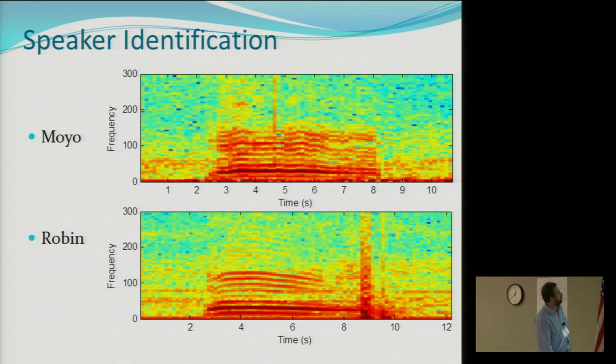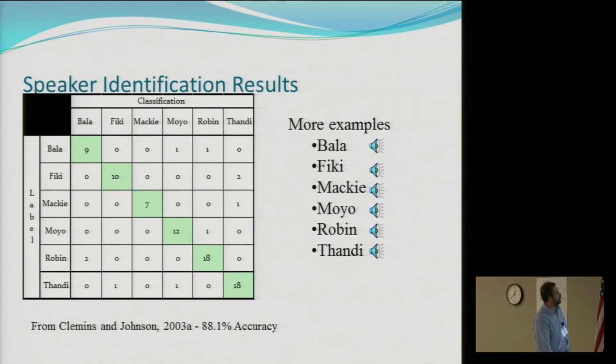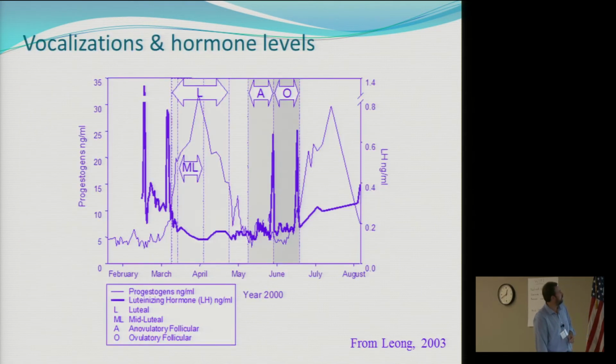So we looked at elephant rumbles and have done some speaker identification work and got in the order of 88% accuracy. Each individual had a hidden Markov model. This is a song type dependent result. So it was based on one type of call within that individual identification.